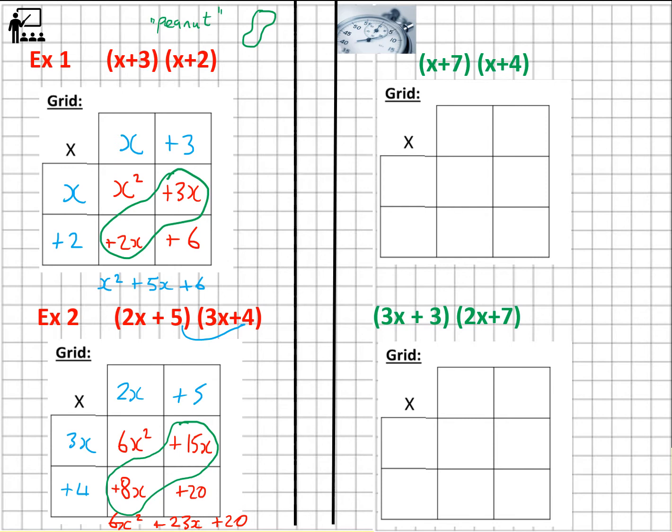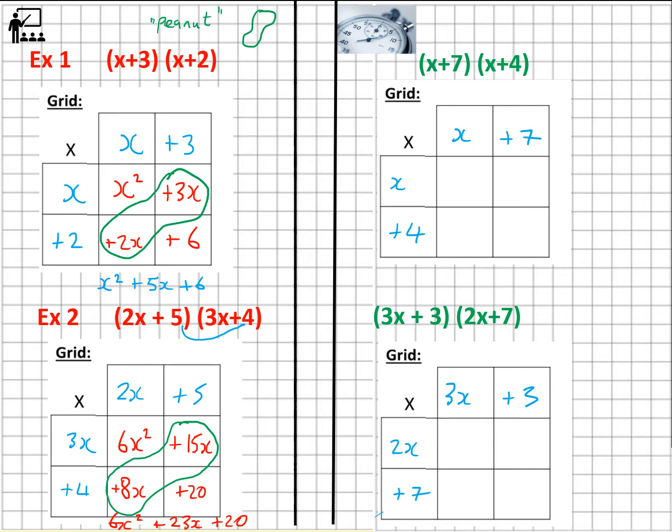So hopefully you've had a chance to pause the video and have a go at those questions. So let's just go through it. I'll quickly go through the method. So you put the x plus 7, x plus 4. I'm just going to do this for quickness. I'm going to put the 3x plus 3 here and the 2x plus 7 down here. And then we expand out the terms.